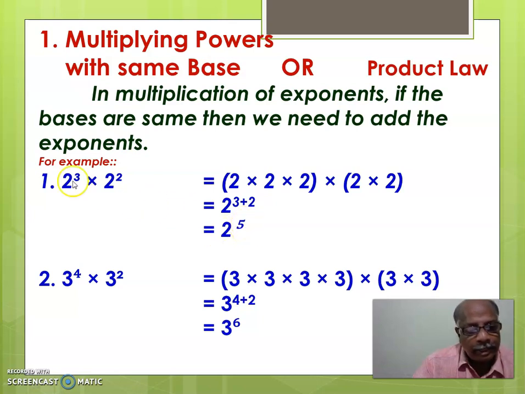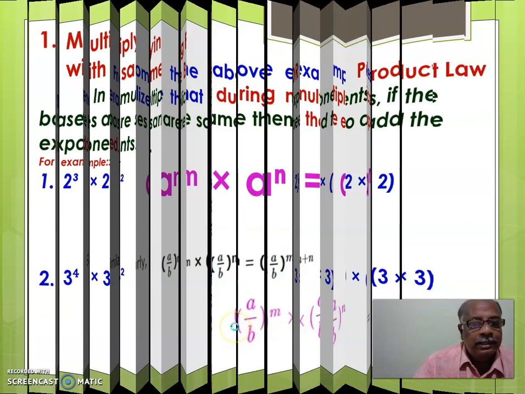We are adding exponents. Similarly, 3 to the power of 4 into 3 square is equal to 3 into 3 into 3 into 3, 3 into 3. Total 3 to the power of 4 plus 2, 3 to the power of 6.